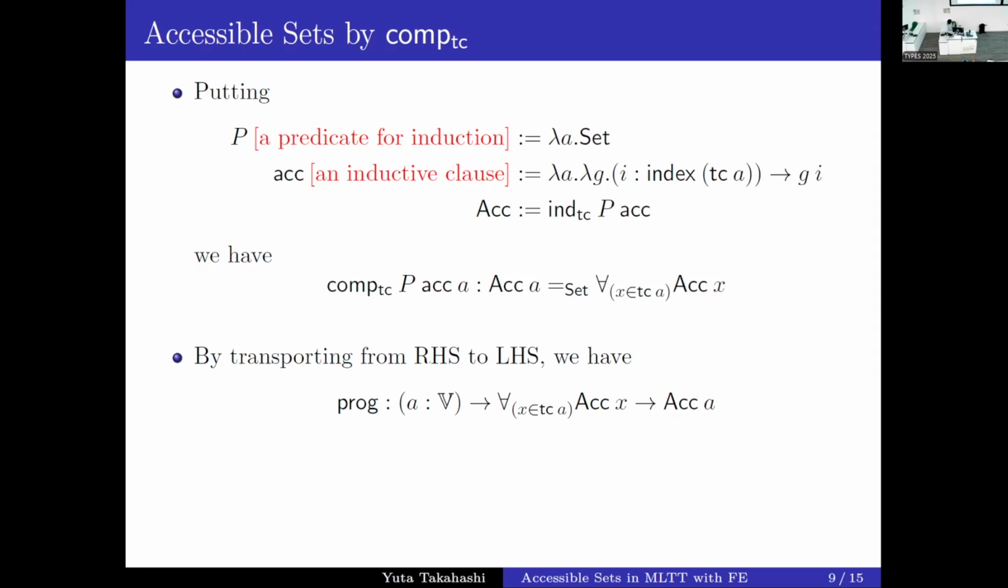Then, as we have seen, by transporting from right-hand side to left-hand side, we have this constructor progressive. And then, if we go in the opposite direction, we have this operator inversion, for any set X, A, for any set A. If A is accessible, then we have this fact.